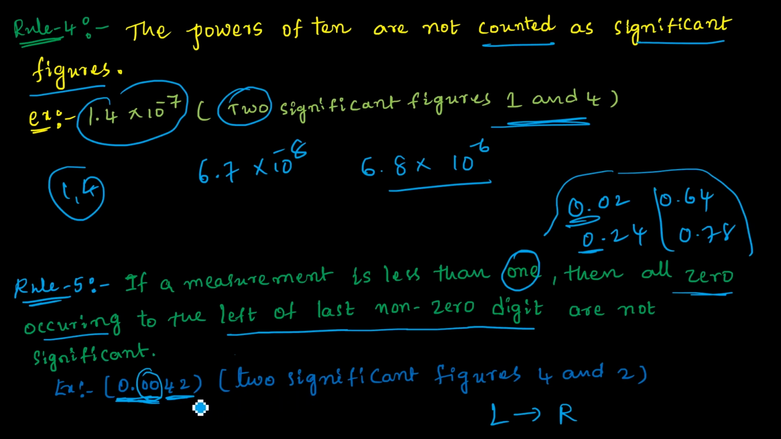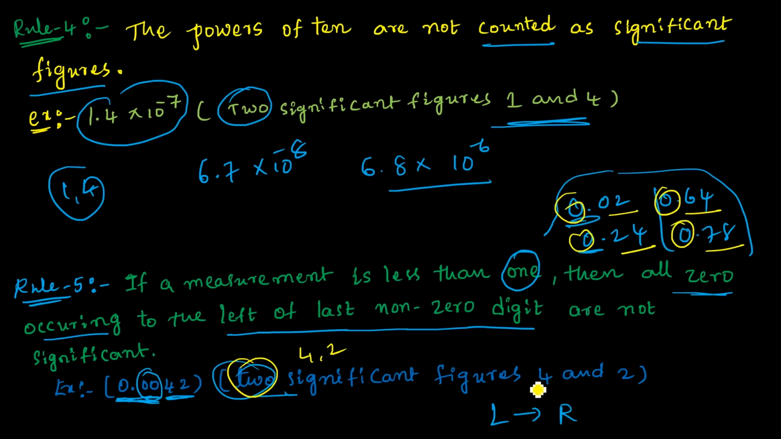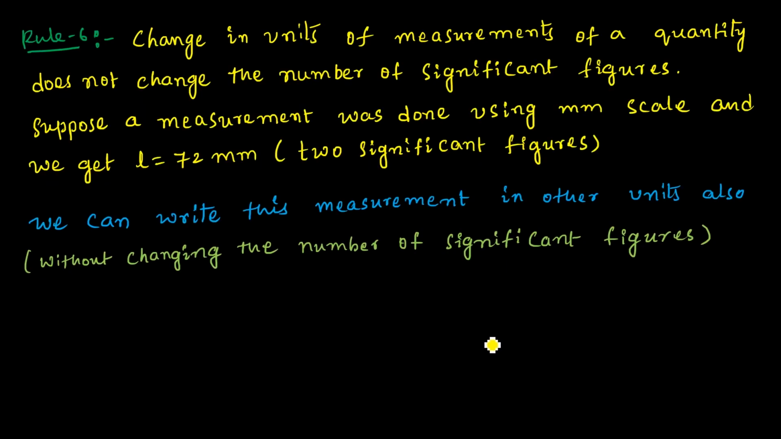So how many significant figures are there here? Two significant figures are here, right? I hope you got it clear. Here how many significant figures? 1. Here also 2. Here also 2. Here also 2. Like that we can take. So these zeros cannot be considered as significant figures, right? The condition is that the value is less than 1. Remember this point. Very good.